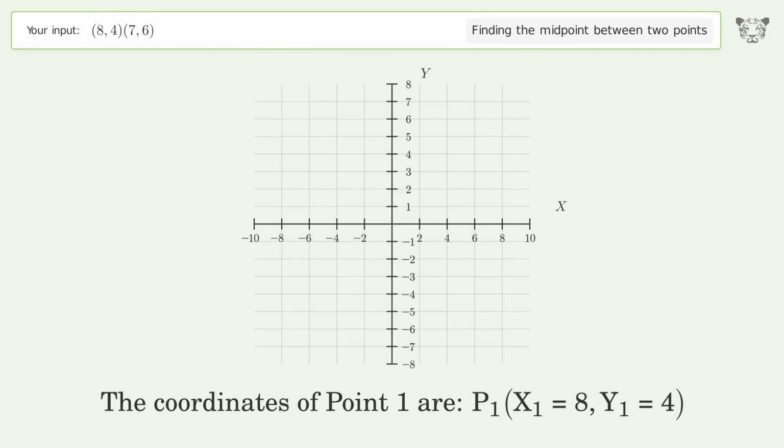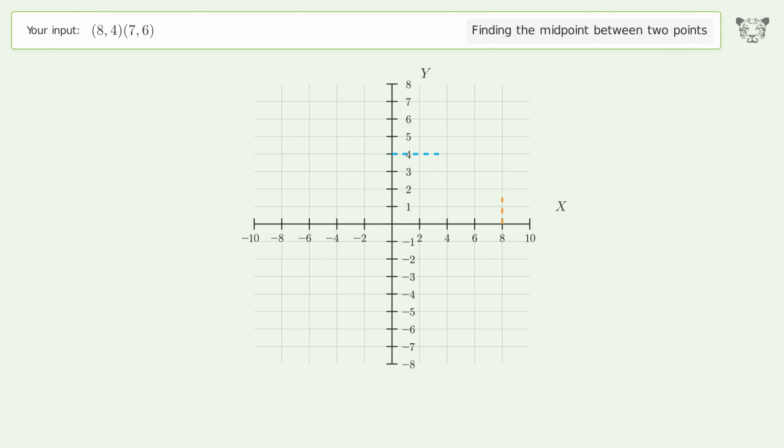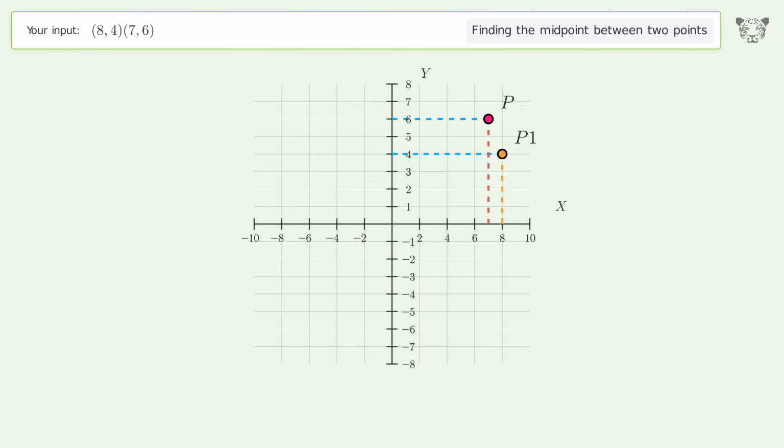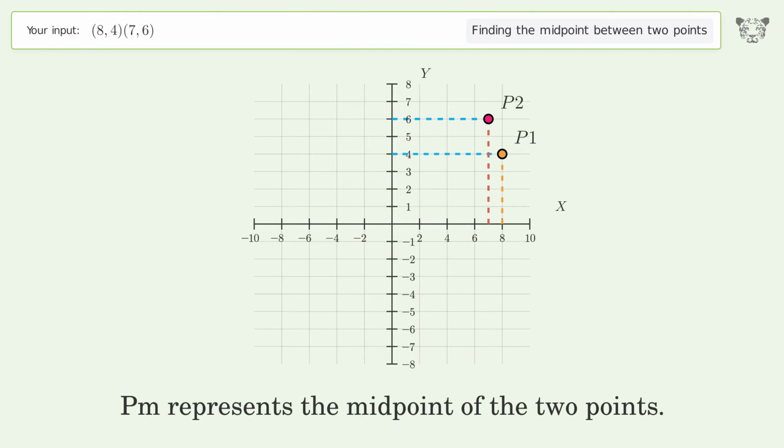The coordinates of point 1 are x1 equals 8, y1 equals 4. The coordinates of point 2 are x2 equals 7, y2 equals 6. PM represents the midpoint of the 2 points.